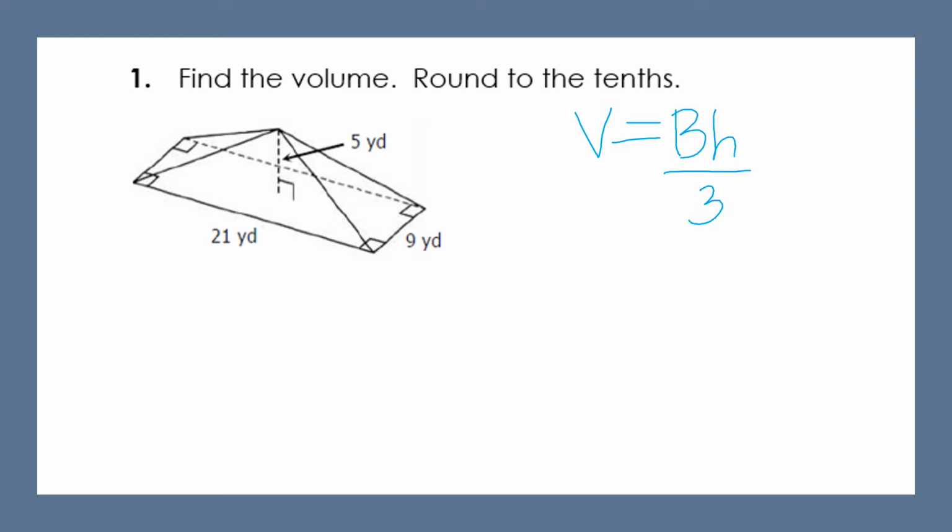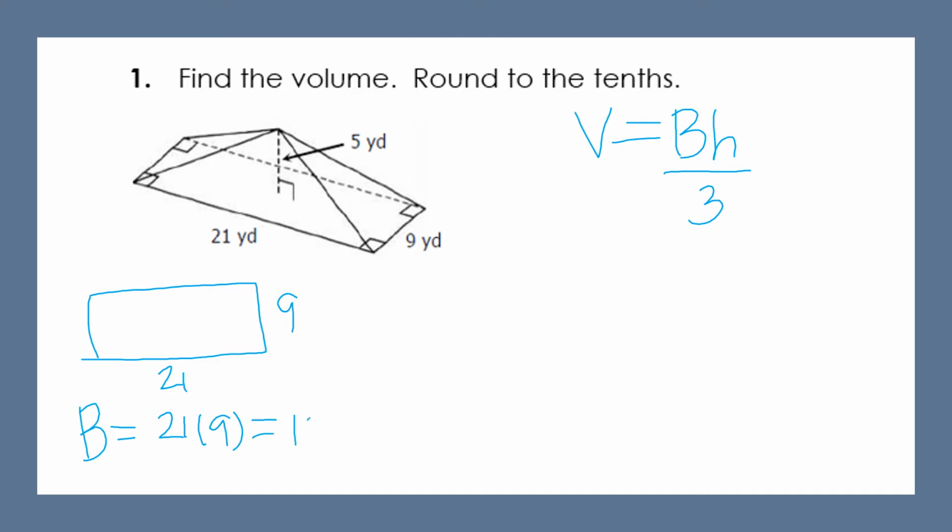So I'm going to look at the base. I'm just going to draw it out separately. You definitely don't have to do this. It's 21 by 9. It's a rectangle. To find the area of the base, we do length times width, or base times height, which would be 21 times 9. And 21 times 9 is 189. So B, the area of the base, is 189.